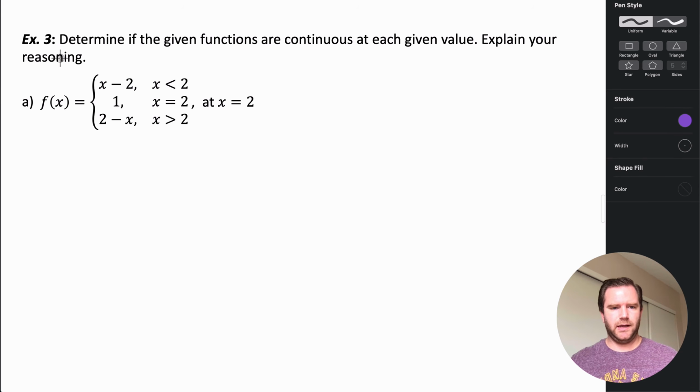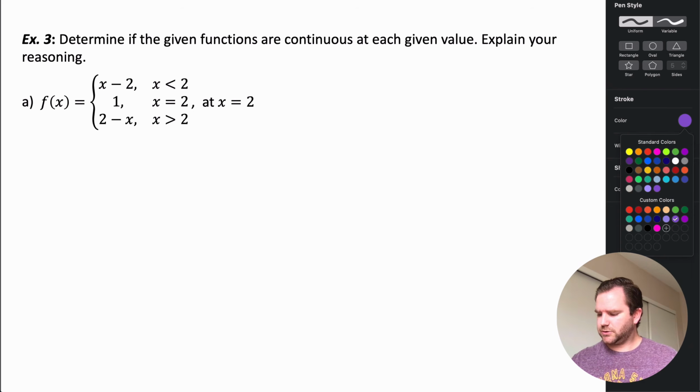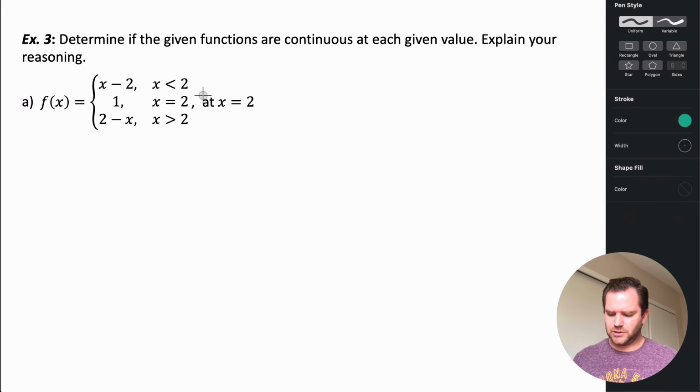All right. So in example 3, part A, we need to figure out, are these functions continuous at each given value, and then explain our reasoning. So we're trying to determine if it's continuous at x equals 2. That means as I approach from the right and the left, the limits have to be equal at x equals 2, and then the value of my function at 2 has to equal my limit. So let's look at the left and right hand limits.